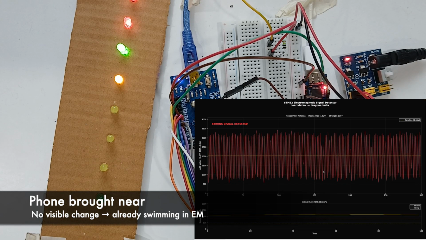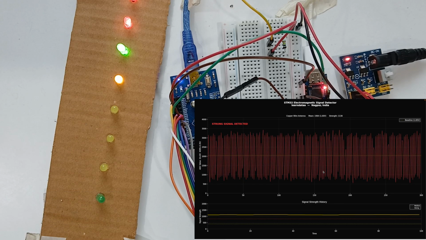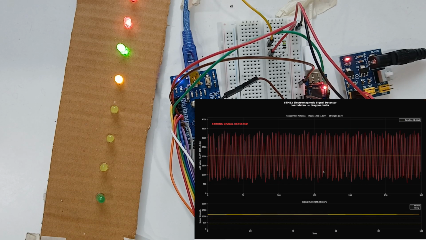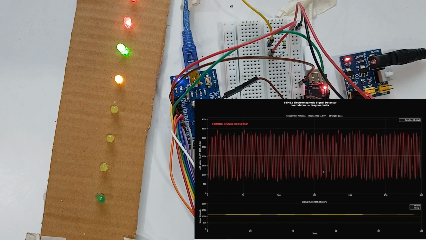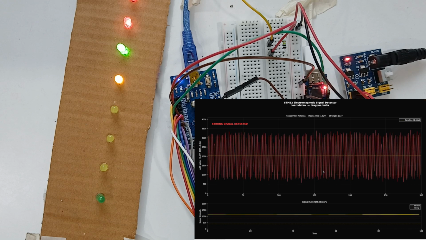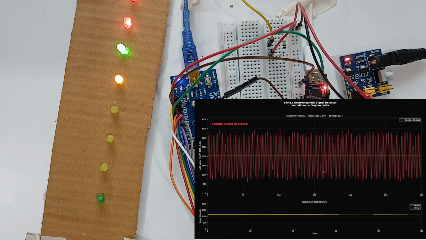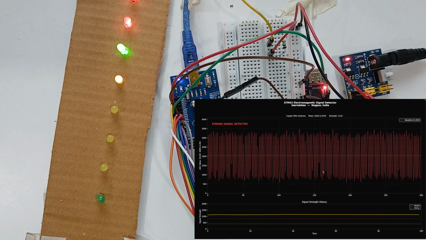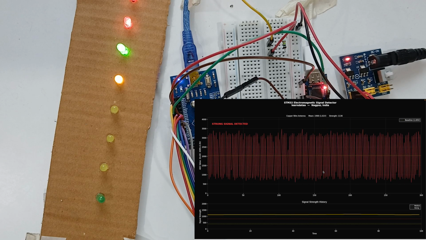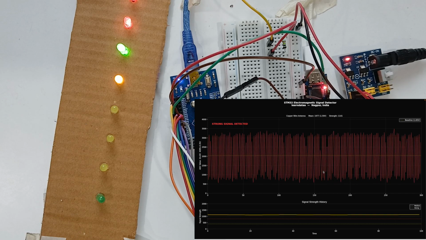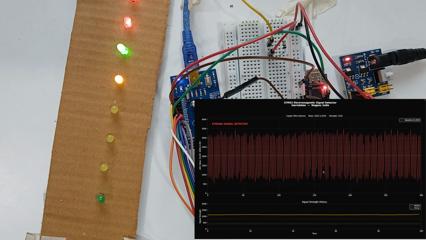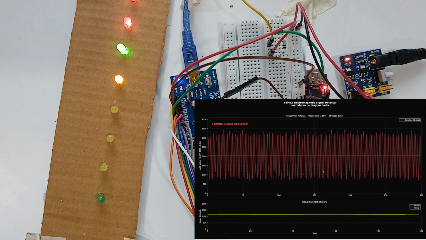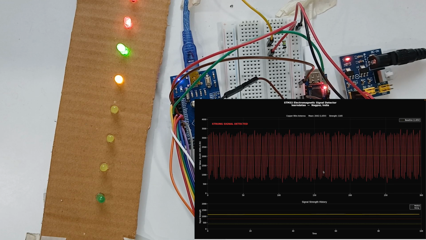Phone nearby. No visible change because we are already maxed out from the ambient environment. In a truly quiet location, this would show clearly, but in the city where I live, in a building where electrical wiring is everywhere, the phone's contribution is sort of lost in the noise floor. And this is actually a very important point because the signal is already so strong without the phone. The phone adds to an already noisy environment. That's all that happens.